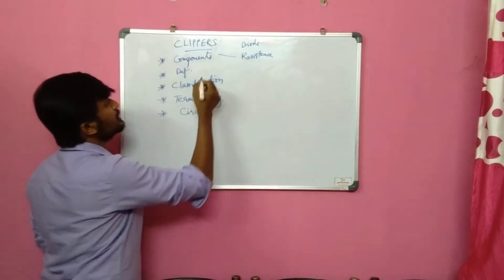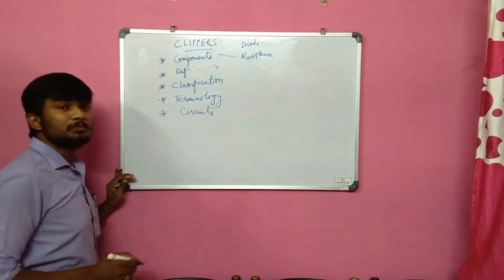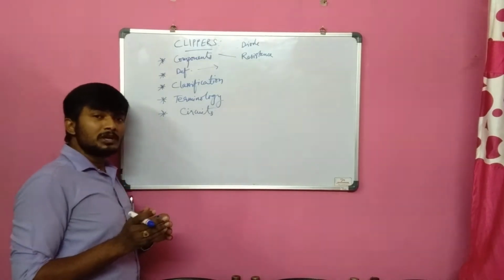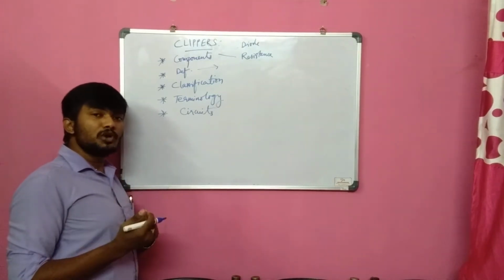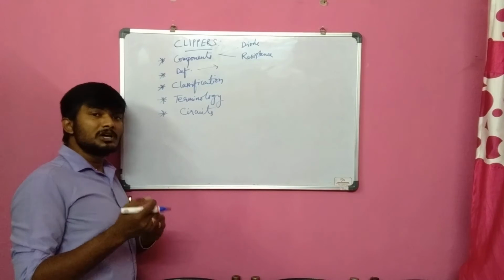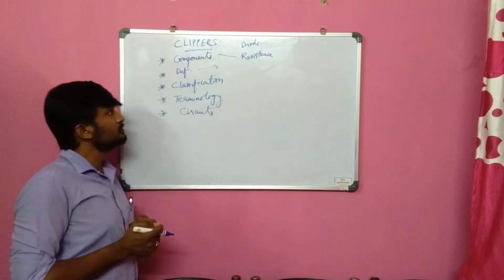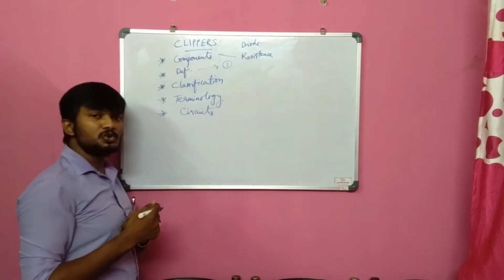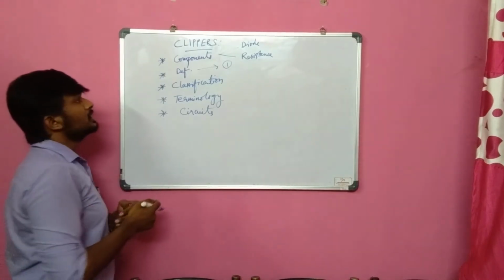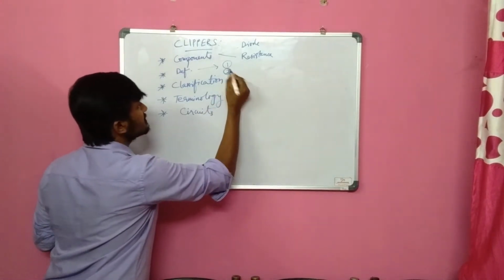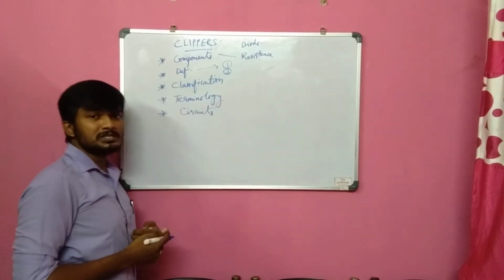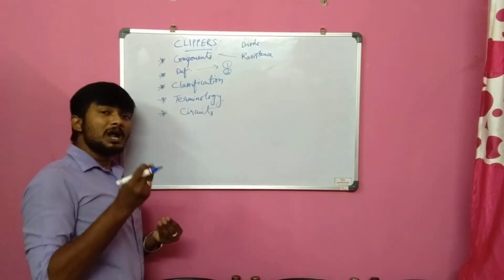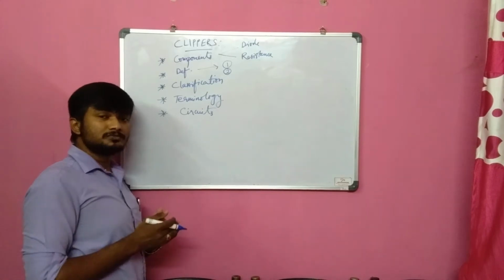Coming to the definition of clipper, it is a circuit which shapes the input waveform. That is the first definition. And the second definition is, it is a circuit in which a part of the waveform is removed.